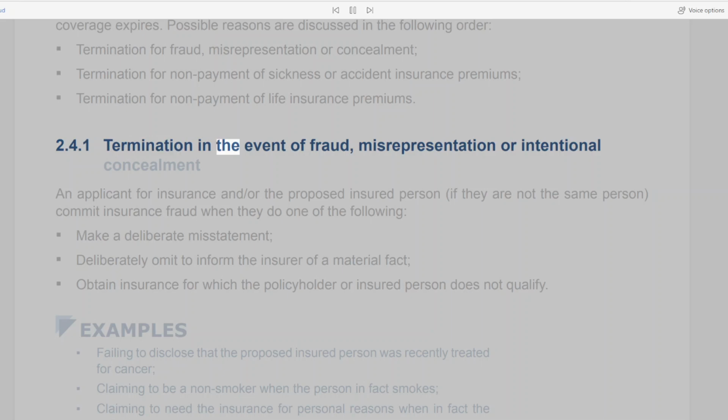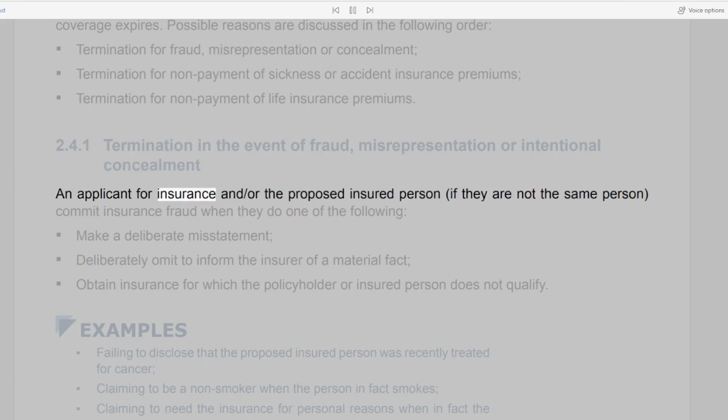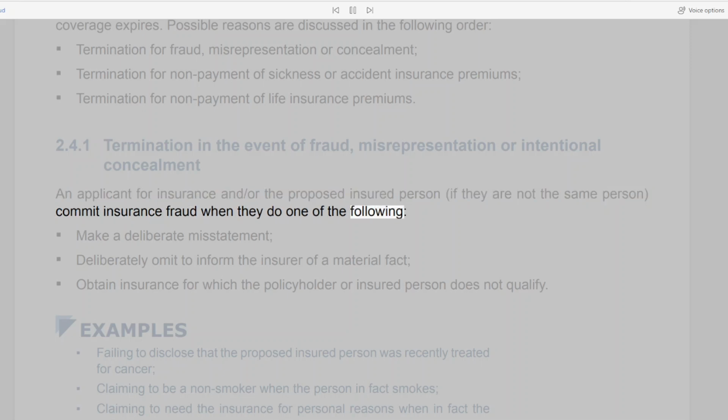2.4.1 Termination in the event of fraud, misrepresentation, or intentional concealment. An applicant for insurance and/or the proposed insured person, if they are not the same person, commit insurance fraud when they do one of the following: make a deliberate misstatement, deliberately omit to inform the insurer of a material fact, obtain insurance for which the policyholder or insured person does not qualify.